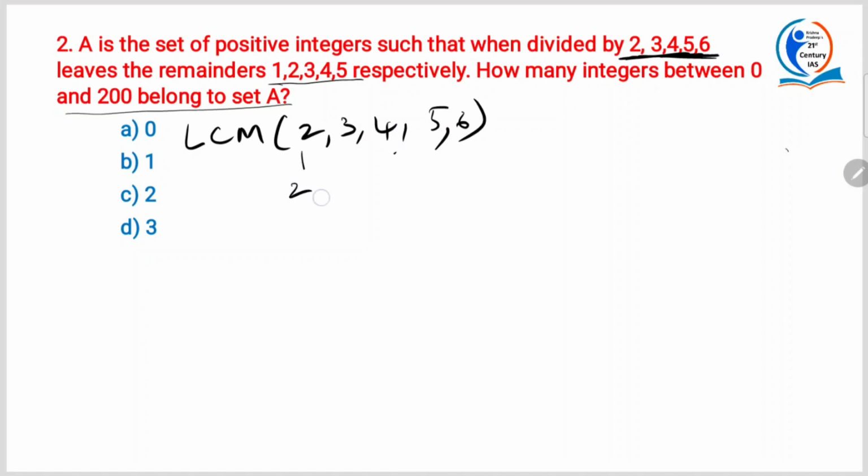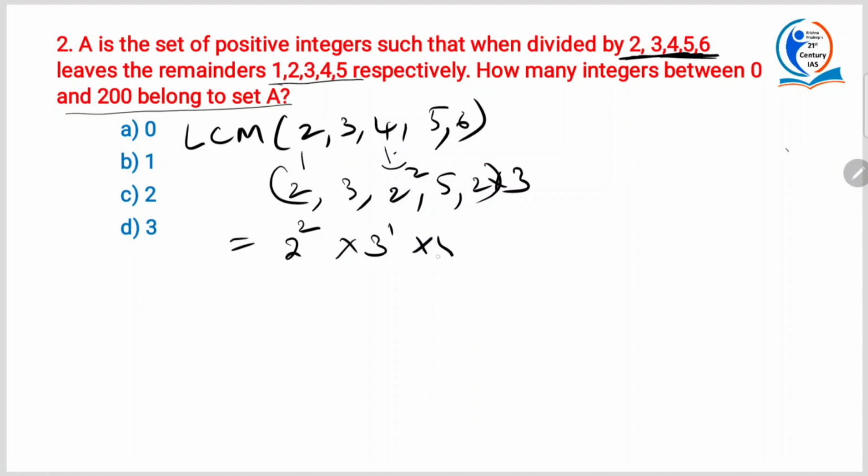Okay. LCM, I'm finding it the other way: 2 square, 5 and 2 into 3. Now what is the LCM? 2's highest power is square here, and 3's highest power is 1, and 5's highest power is also 1. So 4 into 15 is 60. So 60 is the LCM. That is the least number that is exactly divisible by these numbers. Okay. So any number of the form 60n will be divisible by all these 5 numbers.